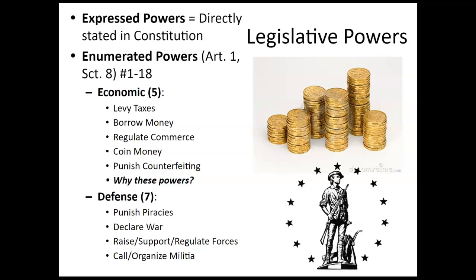These 18 are called enumerated because they're actually numbered. There are 5 economic powers and 7 defense, and then we'll talk about the remainder on the next slide. Basically, Congress has the ability to levy taxes, so raise and collect taxes. They have the ability to borrow money. They can regulate commerce or trade. They can coin money, which means to print money, and they can punish counterfeiting.